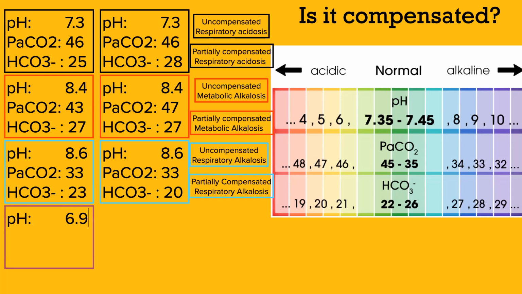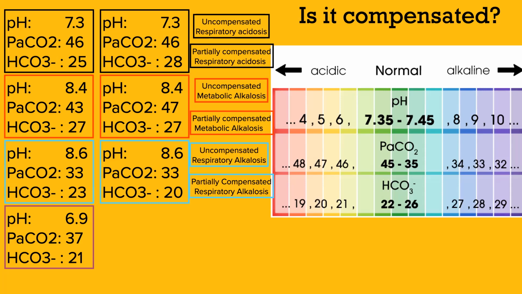Last two. pH is 6.9. PaCO2 is 37. And your bicarb is 21. pH is acidotic, your PaCO2 alkalotic, and your bicarb acidotic. So pH is not normal. What travels with your pH in the same direction? HCO3. So your bicarb is traveling in the same direction on the acidotic side.